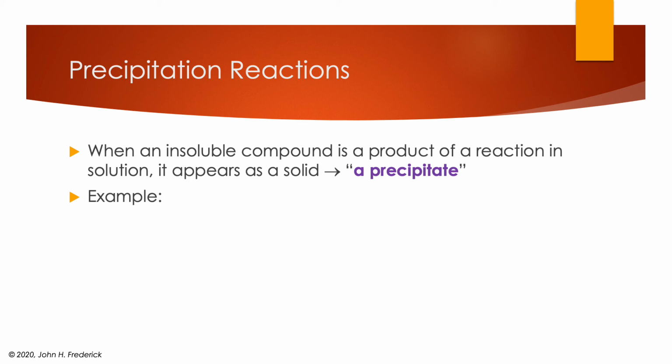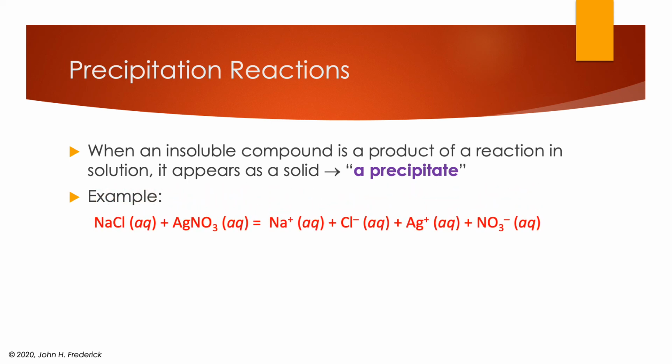So let's look at a good example. Let's suppose we took a solution of sodium chloride and a solution of silver nitrate and we mixed them together. First of all, they are both electrolytes, so they would form strong electrolyte solutions. We'd have sodium ions, chloride ions, silver ions, and nitrate ions all wandering around in there. Now we want to analyze this and determine if any of the possible combinations result in an insoluble compound.